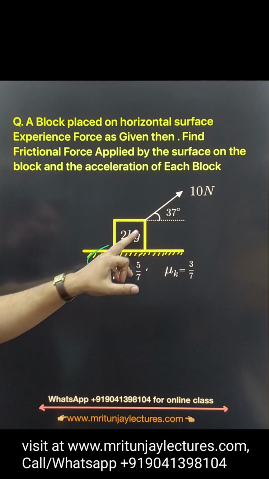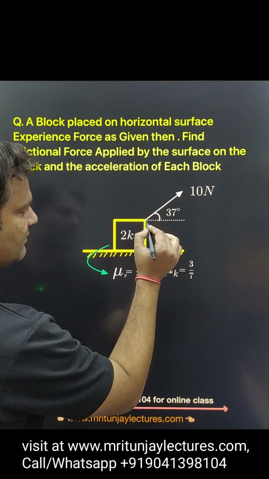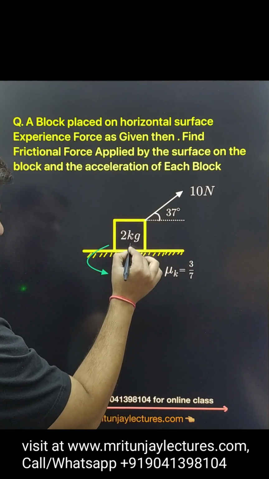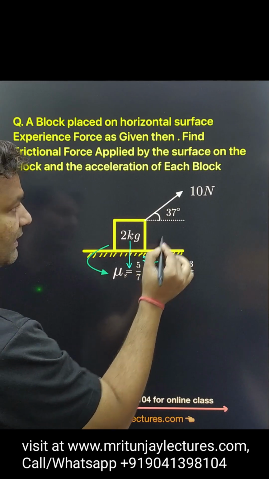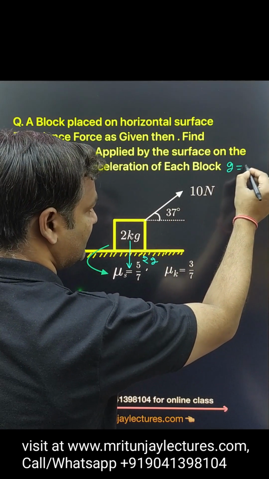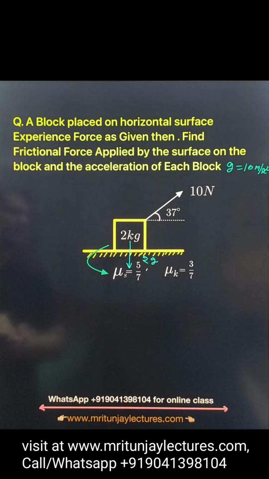First of all, make a free body diagram of that block. Okay, this one. mg always works downward, that is 2 into g. Let us consider g is equal to 10 for simplicity. Otherwise, you can take 9.8 meter per second square.